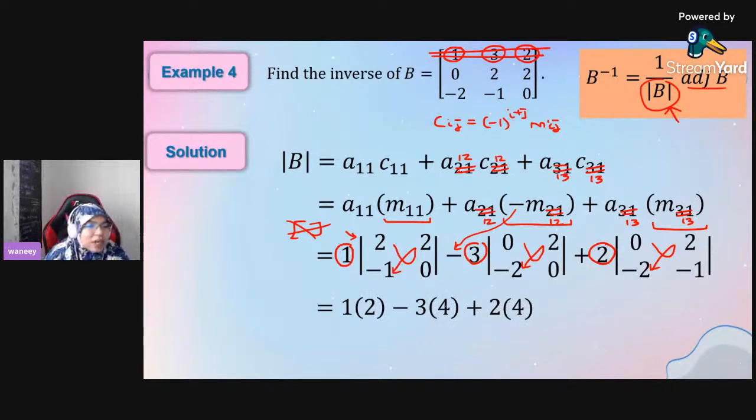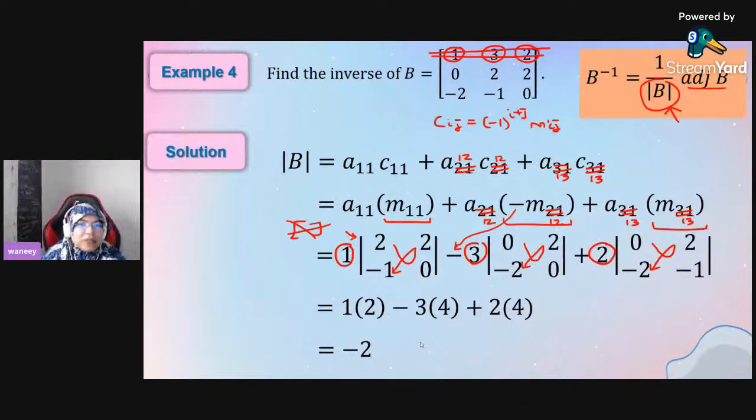So you are going to get 1 times 2 minus 3 times 4 plus 2 times 4. So the answer for this will be -2. So 2 minus 12 plus 8, so 10 minus 12. We are going to get -2. Okay, so since the determinant is not equal to 0, that means B inverse does exist.